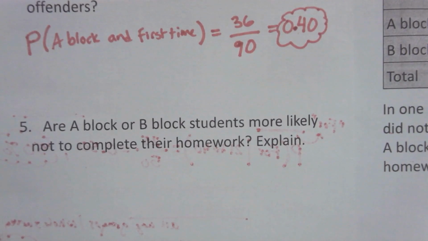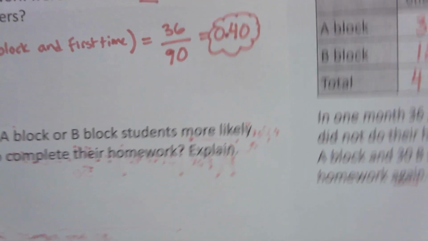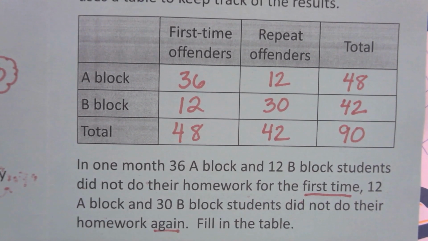Number 5. Are A block and B block students more likely not to complete their homework? Explain. So looking at the table, we got to use something to help us make that decision. Are A block or B block students more likely not to complete their homework? Explain. So take a second, look at the table, pause the video, come up with which one you think and how you can support that using math.